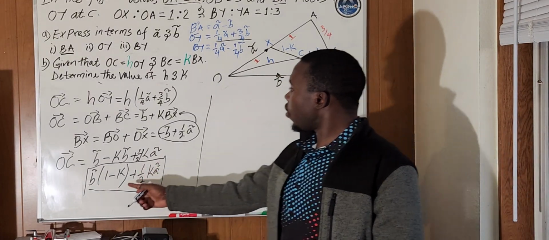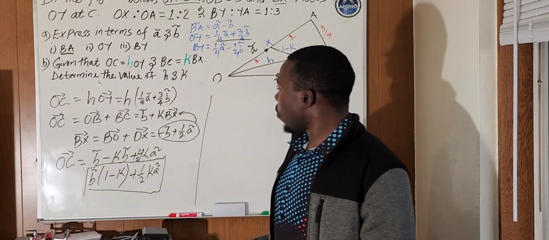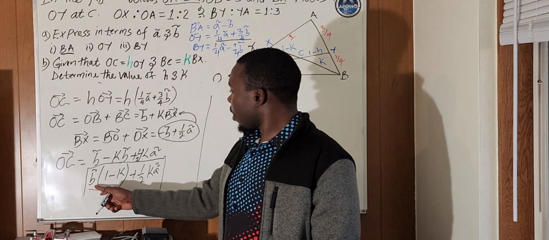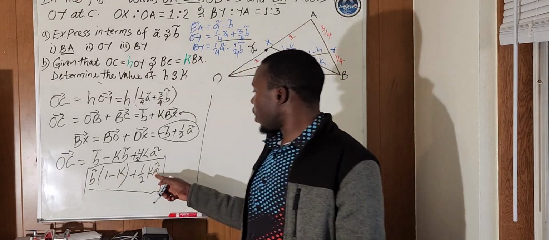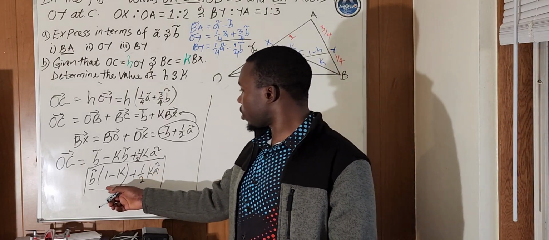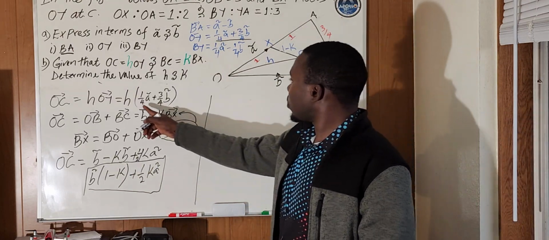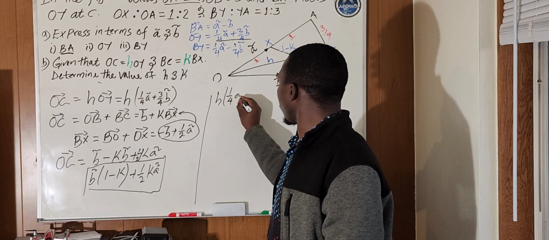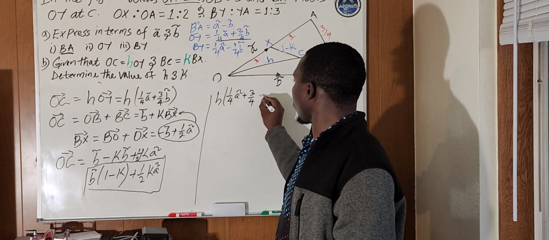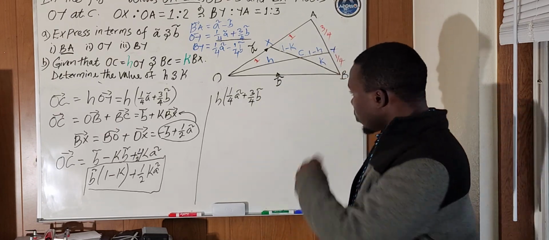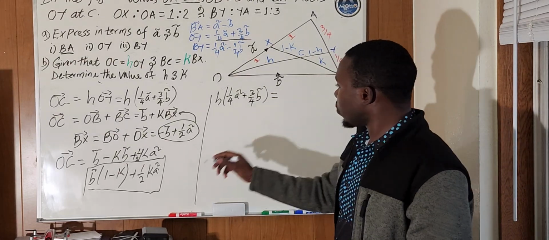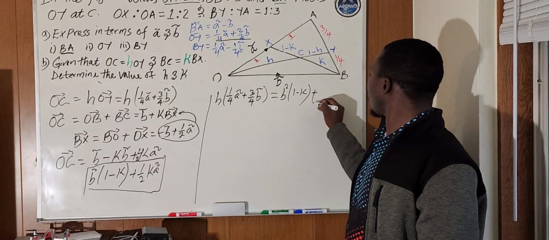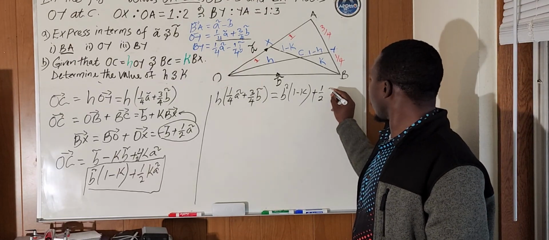Next, since we have expressed OC in two ways, we can equate this expression to the first expression so that we can compare the coefficients of B and A, so that we can form two equations and solve for K and H. So let's take this equal to this one. So H into 1/4 vector A plus 3/4 vector B will be equal to vector B into 1 minus K plus half K vector A.